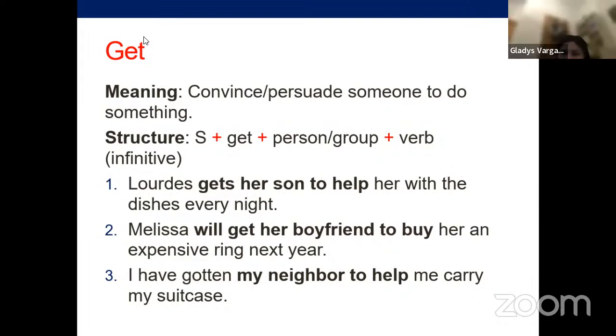The examples, right? Everything, please. The meaning and the examples, please.